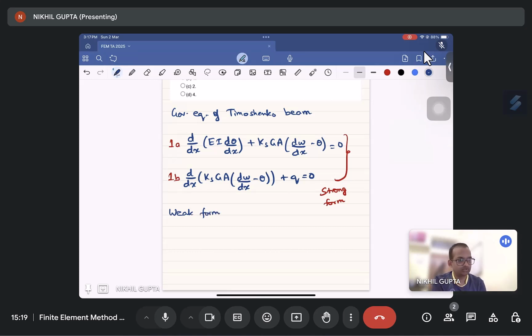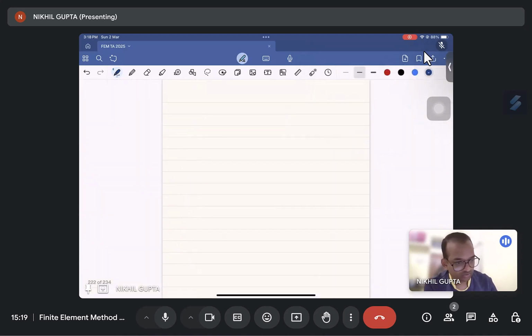Okay, as we have two strong forms, we can have two weak forms as well. In the first one, we multiply the first weight function v1 with 1A and integrate it equal to 0, and the other is v2 into 1B dx equal to 0. By solving these two equations, we get the two weak form equations of the problem. So let's start with 1A.